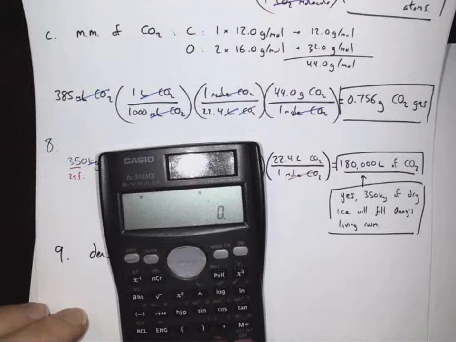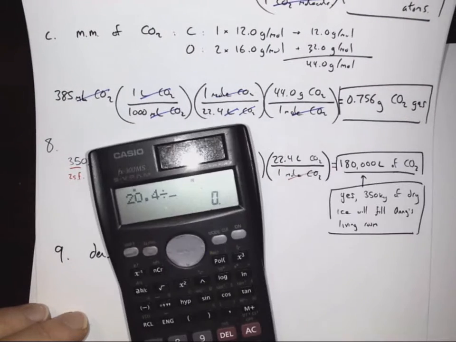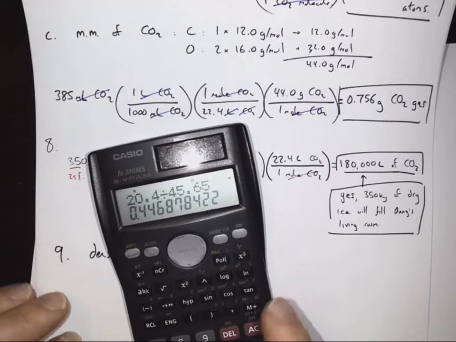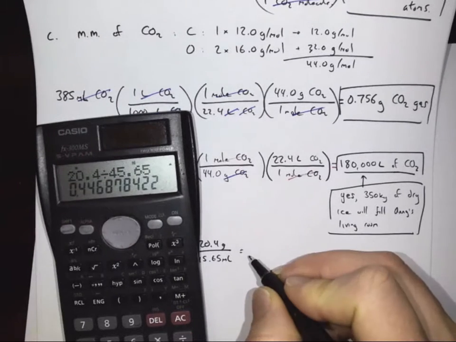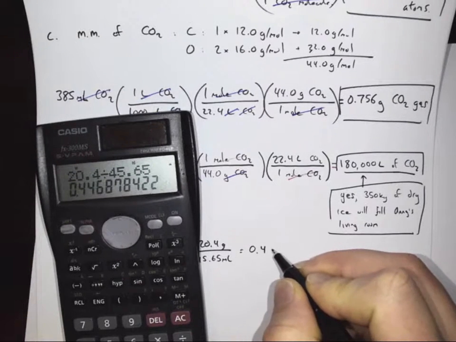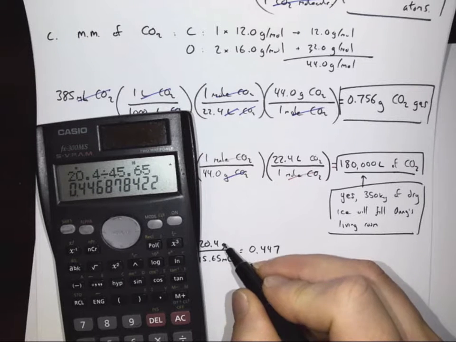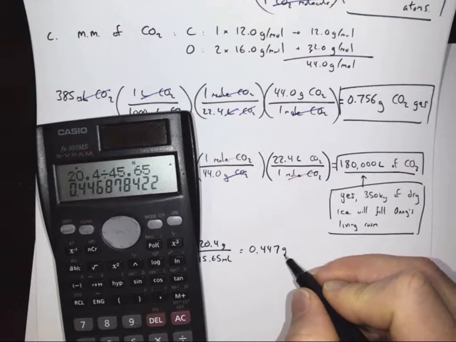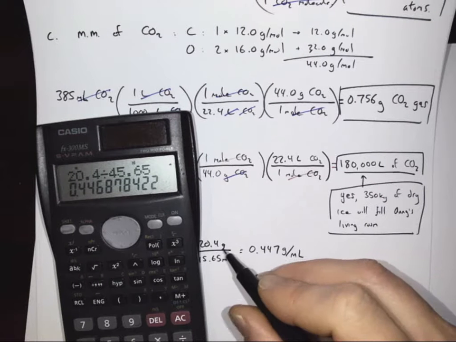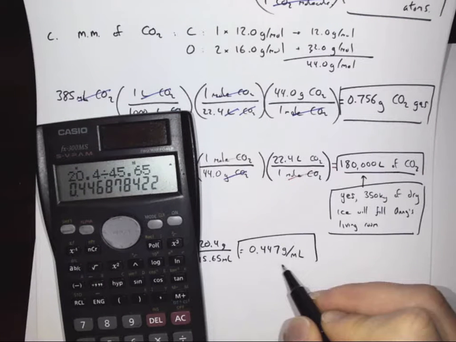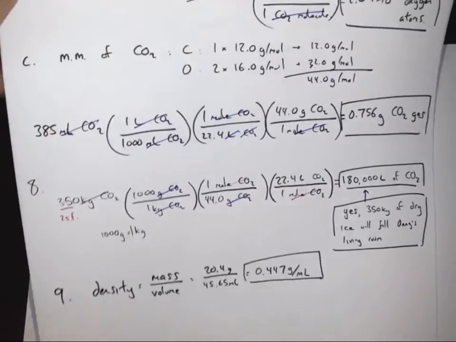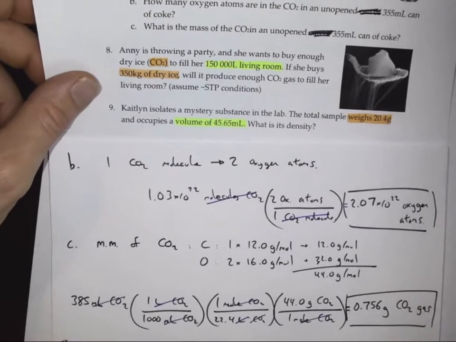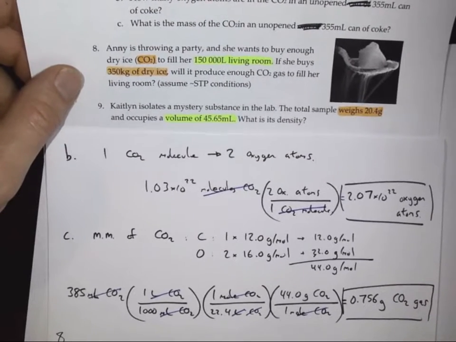So I'll grab a calculator. 20.4 divided by 45.65, and I get 3 sig figs here, so I'm going to round that to 3 significant figures, so it should become 0.447, and the units, none of them canceled out actually, so our expression has both units, grams per mL. And that's the density of Caitlin's sample. Okay. So that's pretty straightforward. That's just a kind of a reminder on what density is.